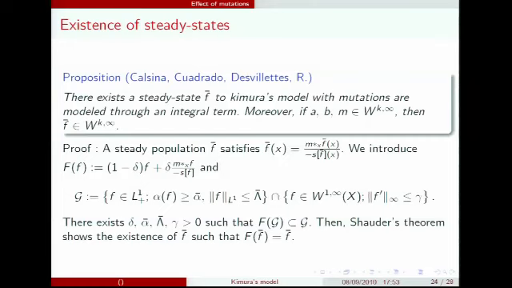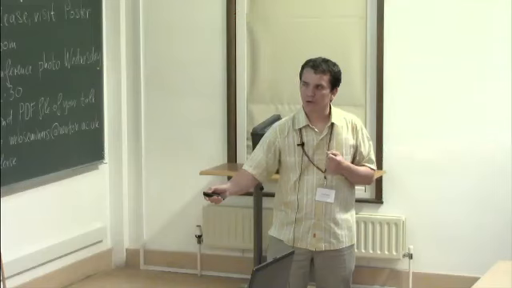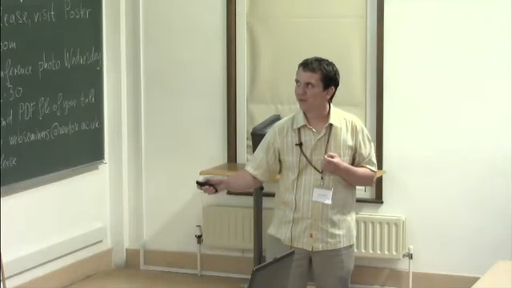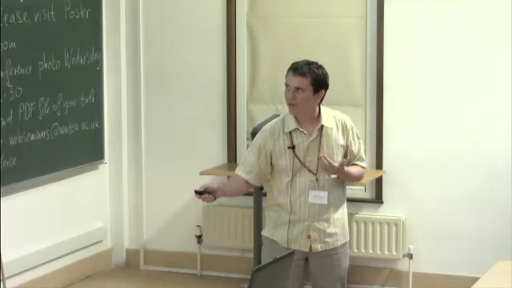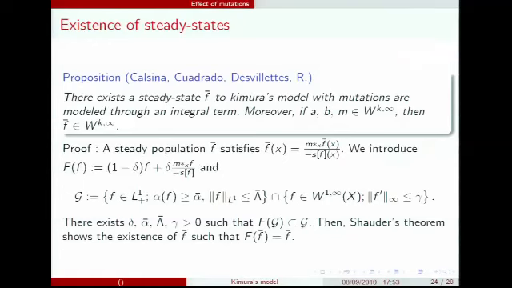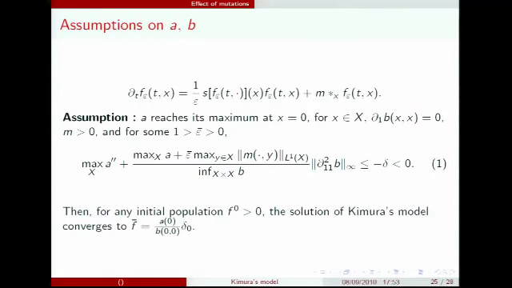And so you choose a functional which writes like this. And for a delta well chosen, you can show that there's a set of L1 functions that is invariant by it. And then you are able to apply Schauder theorem and to show that there exists a steady solution indeed. Okay, so now we know that there is a steady solution. What does it look like when the mutation gets smaller and smaller? Well, we have some complicated assumption, but basically it says that it's more or less the case where A is concave and B is constant. All right?